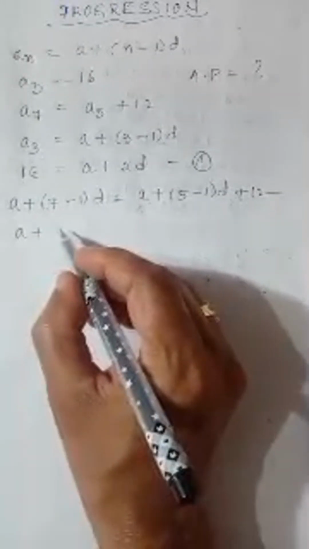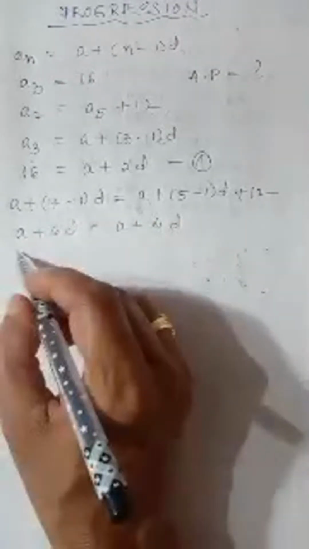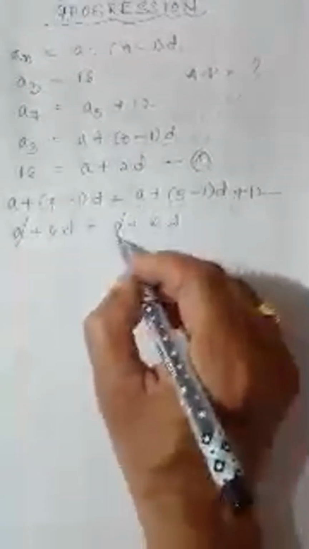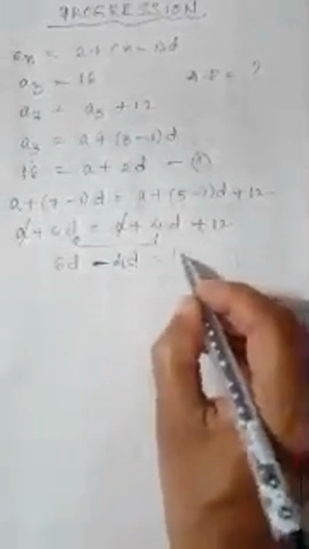Here simplify: a plus 6d is equivalent to a plus 4d, plus 12. Here a is common; if you transfer it, it becomes minus, so plus a minus a cancel. Don't forget the plus 12. Now transfer this 4d from right to left. Then 6d minus 4d is equal to 12.